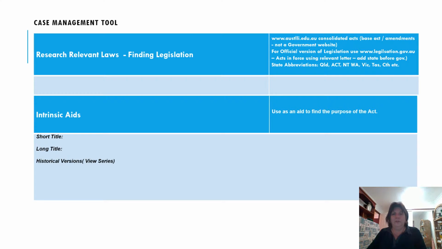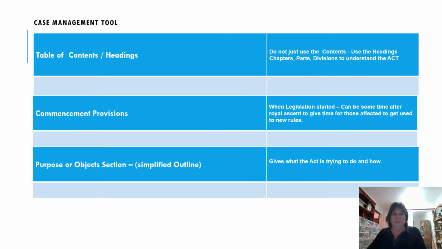You also want to use intrinsic aids. It's an aid to find the purpose of the Act. So you can find the short title, the long title. You want to have a look at historical versions and view series. You also want to have a look at table of contents and headings. But we don't just want to use the contents. We want to look at the headings, chapters, parts, and divisions to understand the Act fully.